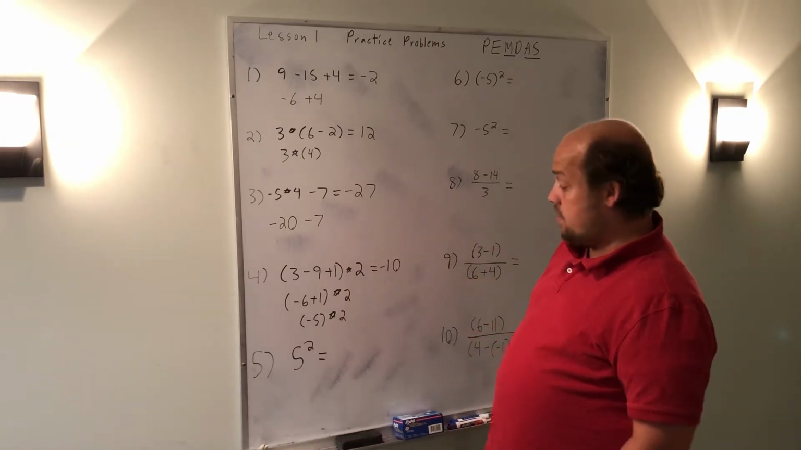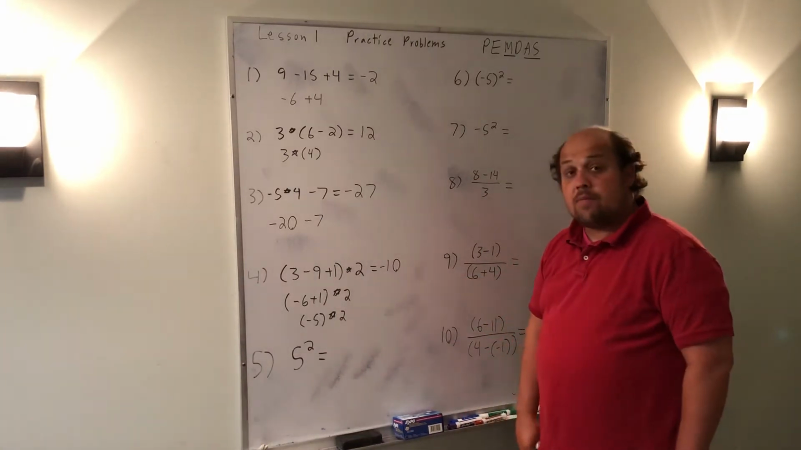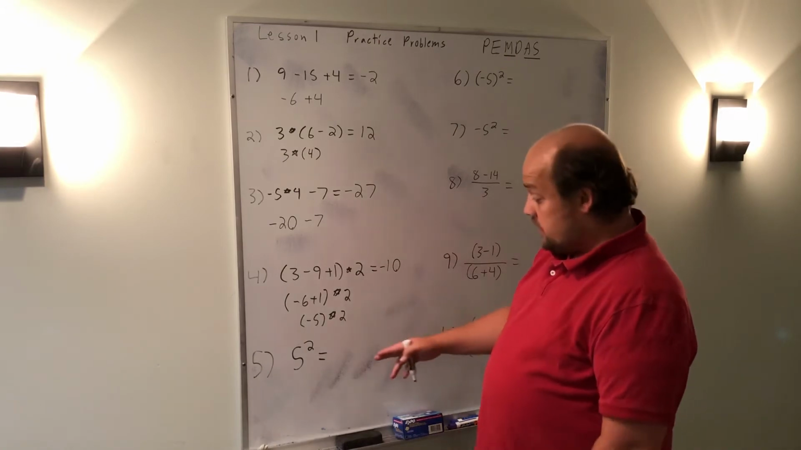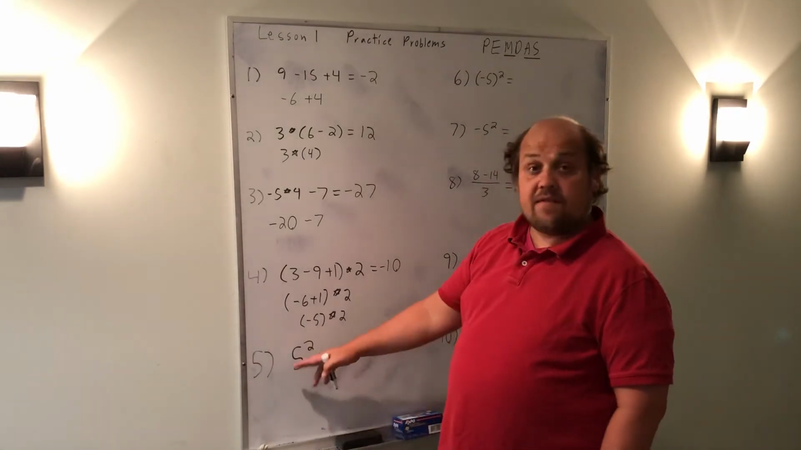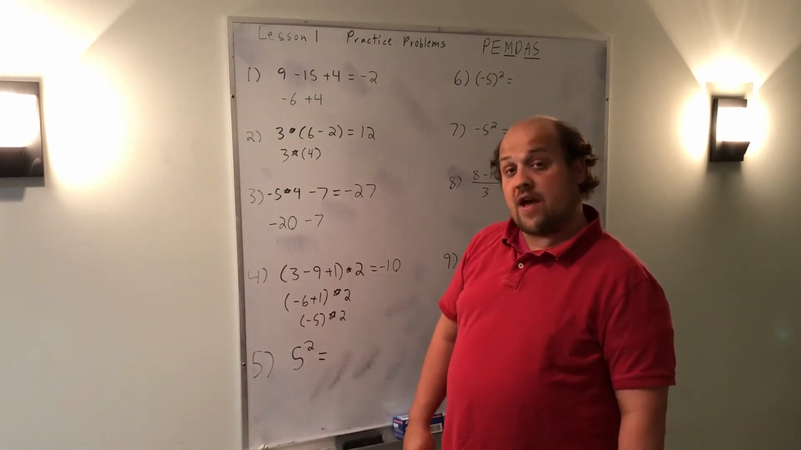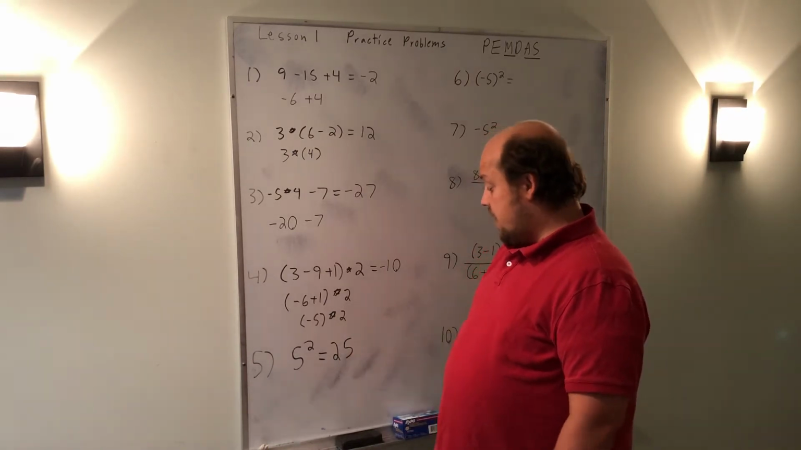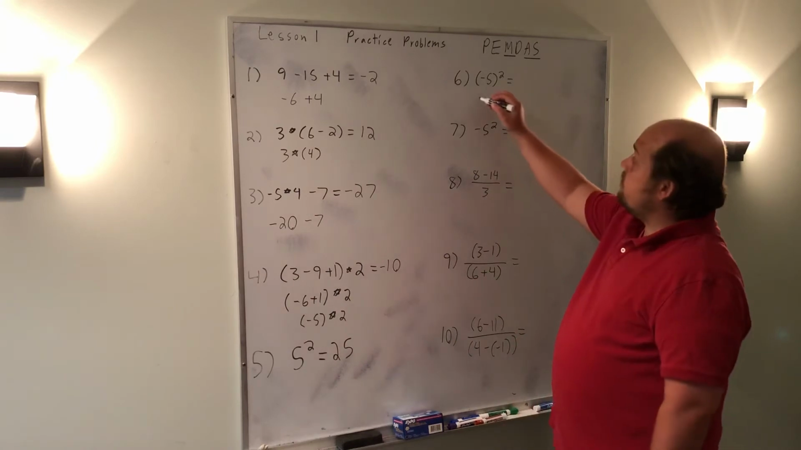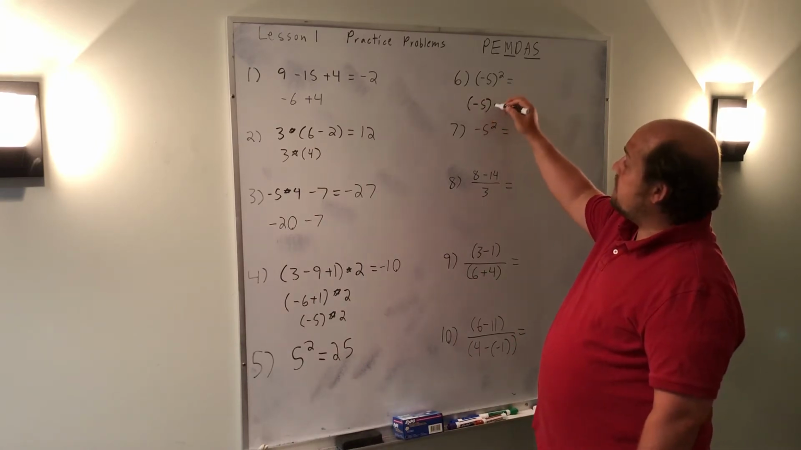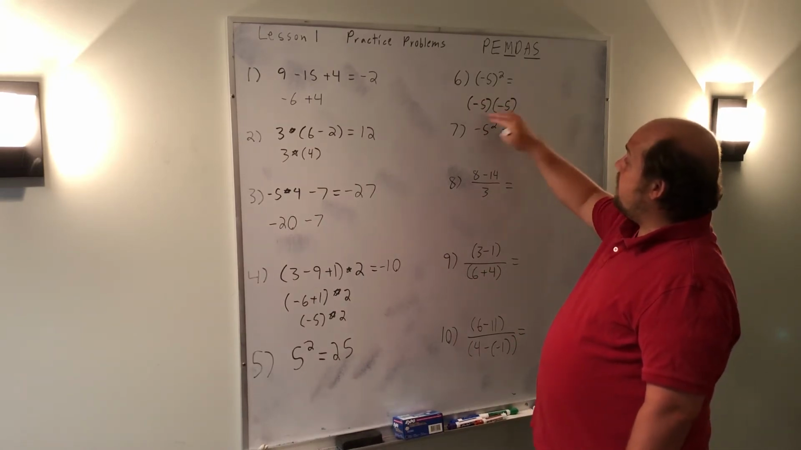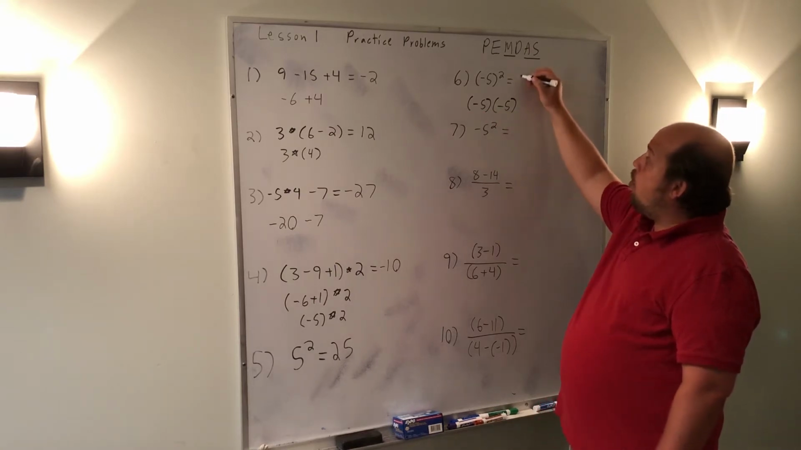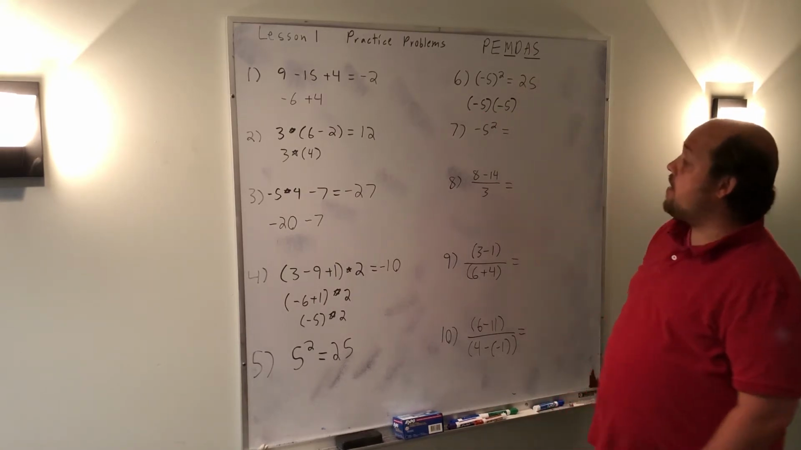of negative 10. For problem number 5, exponent is the only thing that's happening here. This is saying 5 to the second power, in other words 5 times itself. 5 times 5 gives me 25. Here this is really telling me negative 5 times itself. So negative 5 times negative 5 also gives me positive 25.